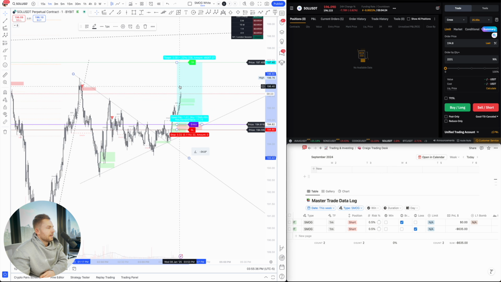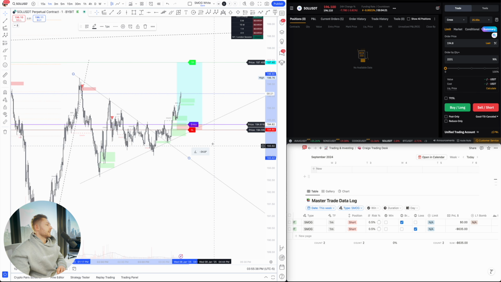This change of character would have been really the true entry. Looking at it from a different perspective here, at this point I don't want to take this trade anymore. I'm just going to remain patient here, try to read this price action and try to find another setup. It's about 4 o'clock right now, down 600 bucks.